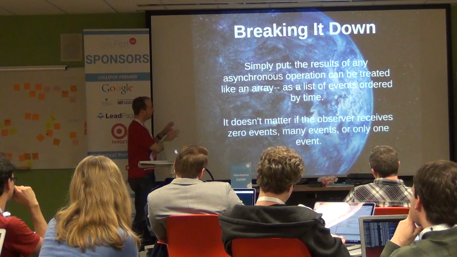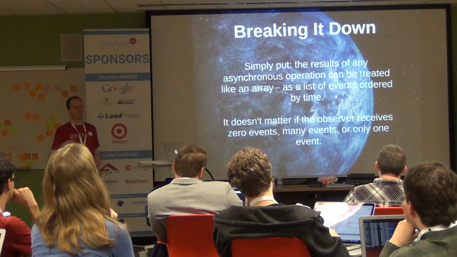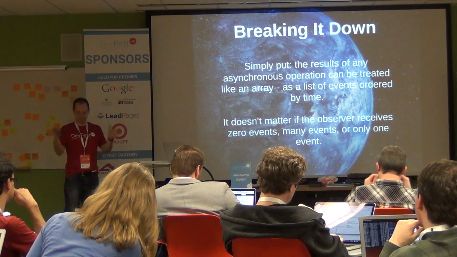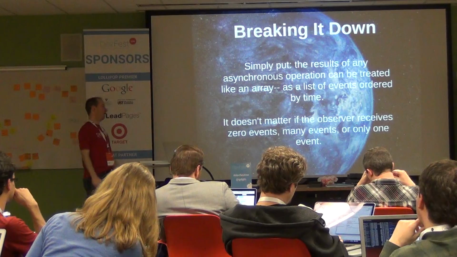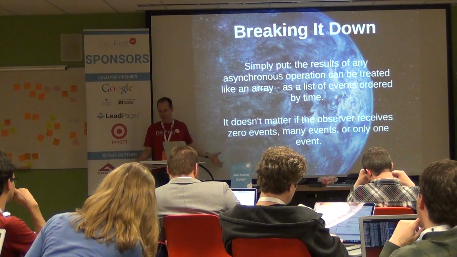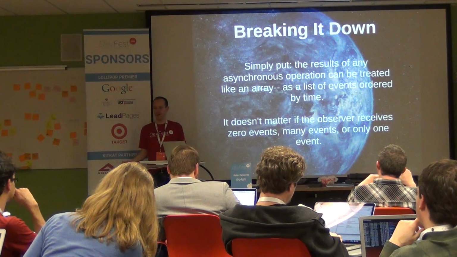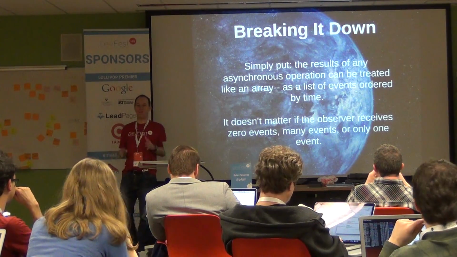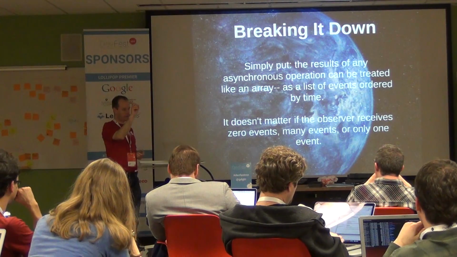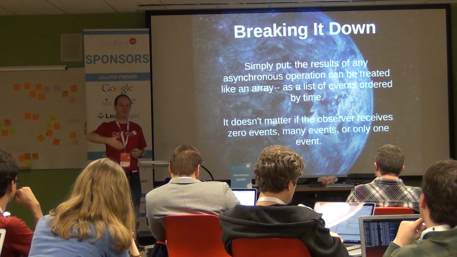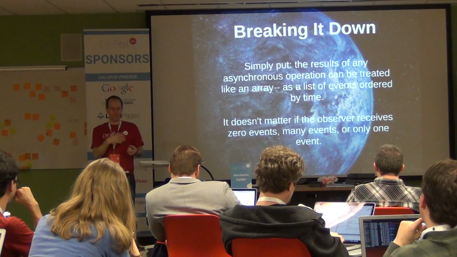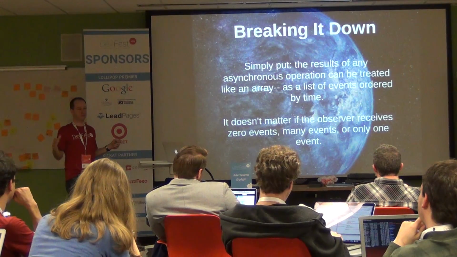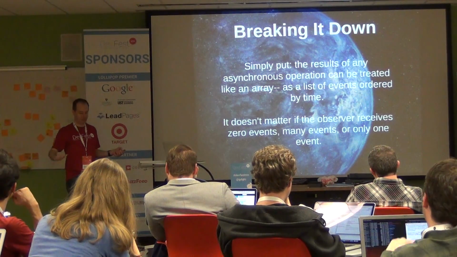So, breaking it down, simply put, the results of an asynchronous operation can be treated like an array of events ordered by time. That's what our observables are. You can have an observable that takes 0 events if an error occurs right away. You can have it take many events, like say an event bus, or you can have it take only one event. Say you're expecting one response to a network request. You can just wait for that one event and then complete your observable. So it doesn't care about how many events there are. It can be used for simple network requests. Just making that clear.